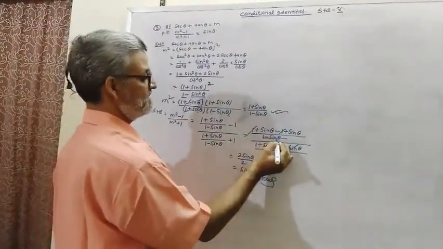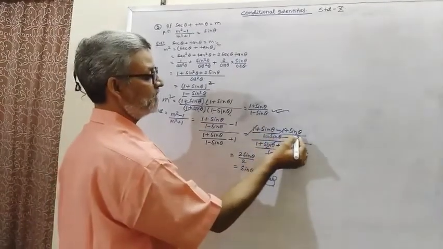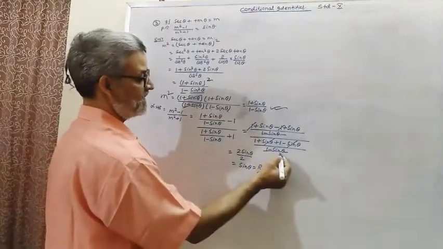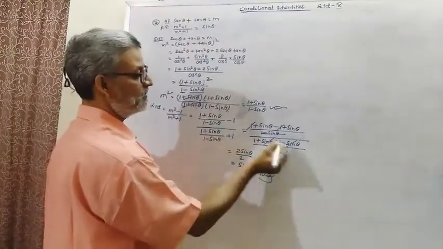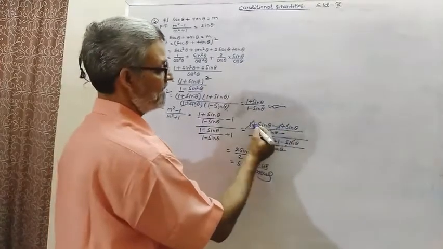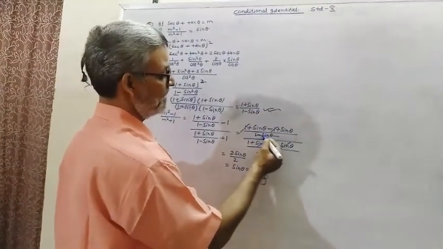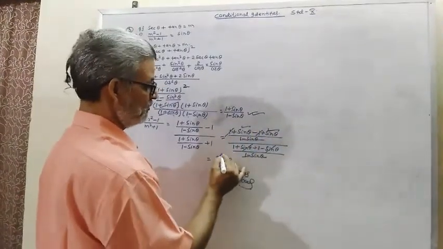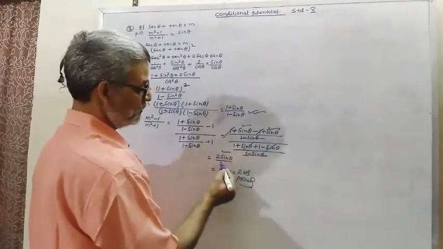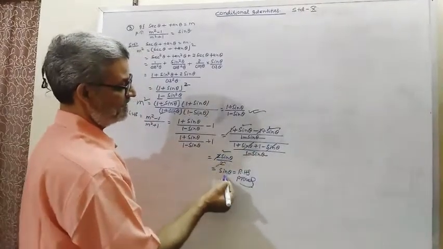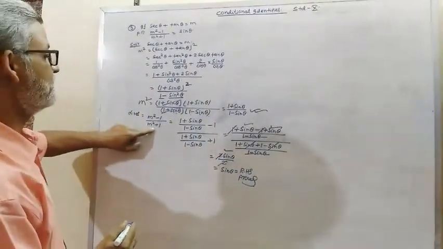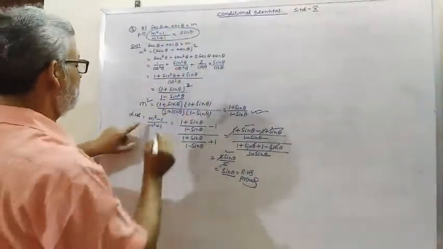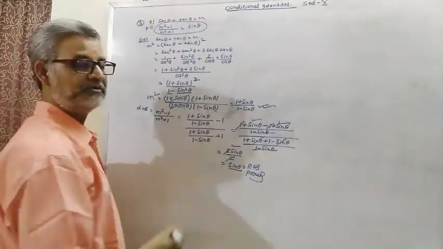1 minus sine theta is the LCM. So 1 plus sine minus 1 plus sine theta by 1 minus sine theta, and the denominator again 1 minus sine theta LCM, 1 plus sine plus 1 minus sine theta. Here 1 cancels, sine theta cancels, and 1 minus sine theta, 1 minus sine theta cancel. So sine theta plus sine theta, 2 sine theta, and 1 plus 1, 2, 2 cancel. So now sine theta. So m square minus 1 by m square plus 1 is equal to sine theta, and that is what was given to prove. So LHS is equal to RHS, proved.